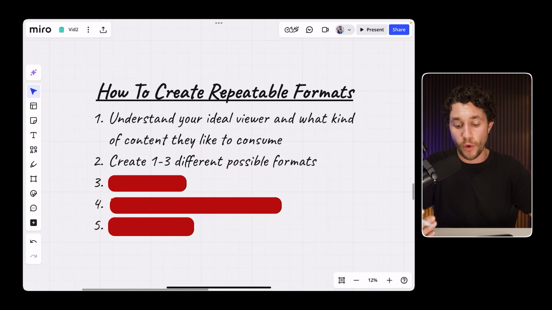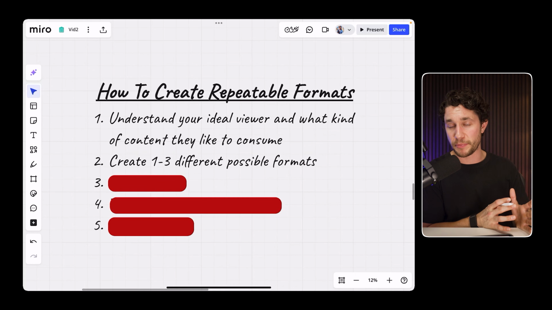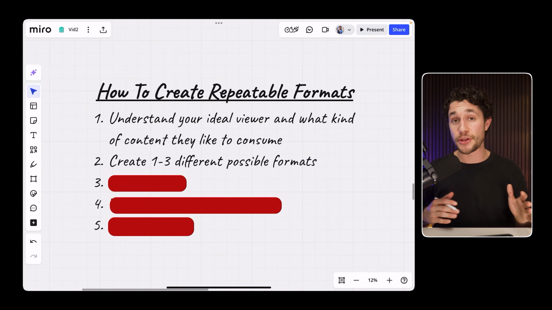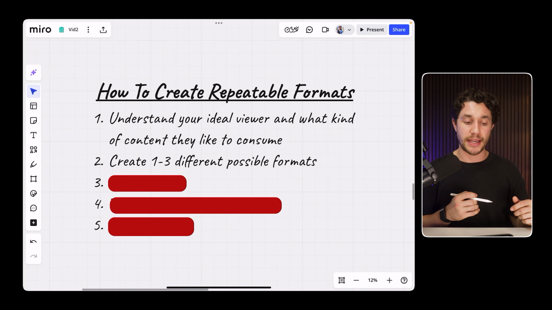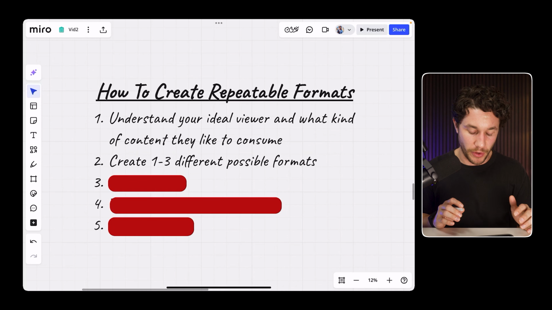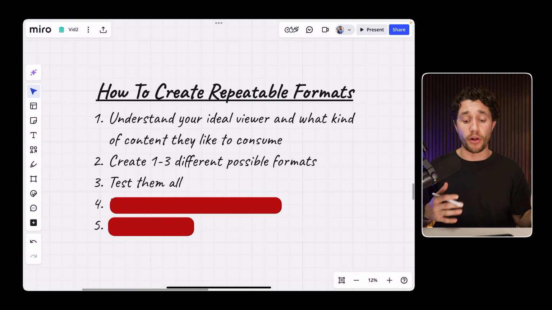Number two, create 1 to 3 different possible formats. There's some YouTube channels that have like one single repeatable format. There's some YouTube channels that have multiple. I would always recommend creating 1 to 3 possible formats. Like again, it's the same concept of video that you can do again and again and again that targets your ideal viewer. 1 to 3 different types, and then you want to test them all, which should be the next step. Test them all. Test all of these different kinds of videos.